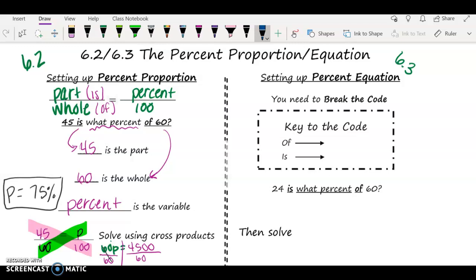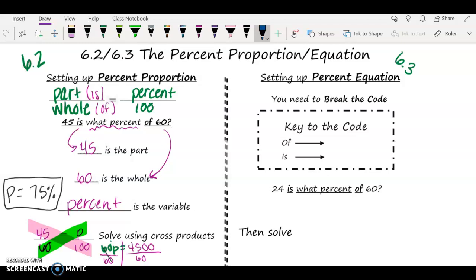So now we're going to go back to the top of our 6.2, 6.3 page in our packet, and we are going to look at the right-hand side, and you'll notice that we are setting up percent equations. Before in 6.2, we were doing percent proportions. So we were using what we learned in chapter 5.4, and we were using a proportion to help us solve for the part, the percent, or the whole. Now we're going to practice setting it up like an equation, and we're going to solve for a missing variable using an equation. So this is going to be similar to chapter 3 and chapter 4.